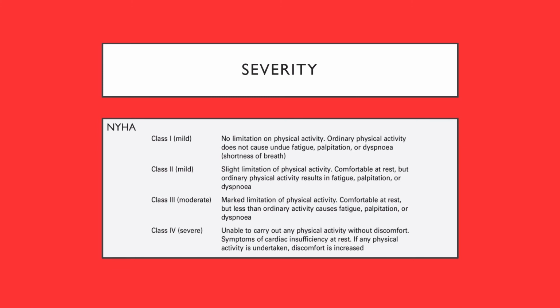When thinking about the severity of heart failure, you may have come across the New York Heart Association classification, and this looks at the functional limitations that heart failure has on the patient. Class 1 is very mild, and then Class 4 is very severe, and this ultimately determines the level of intervention that you want to perform and how much of an effect it's having on someone's life.